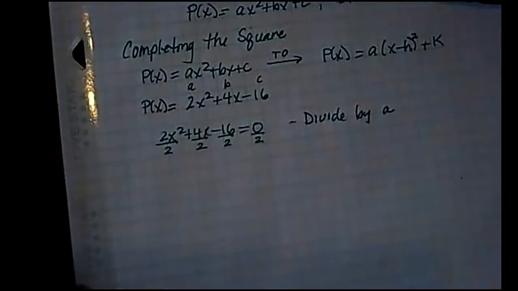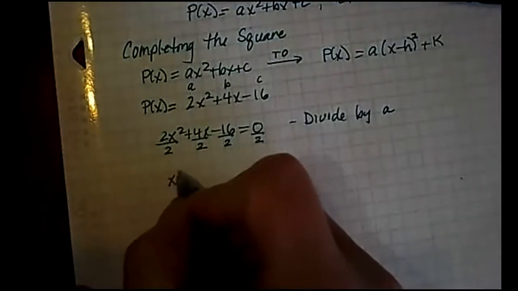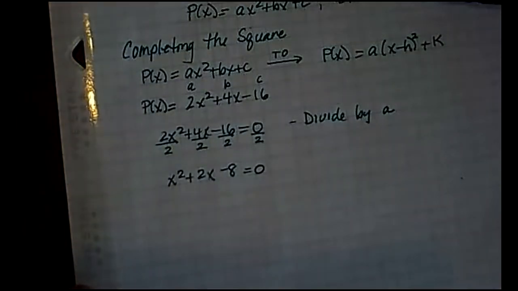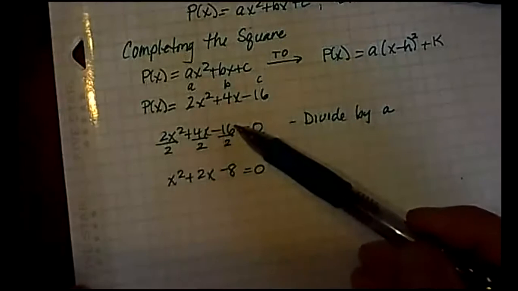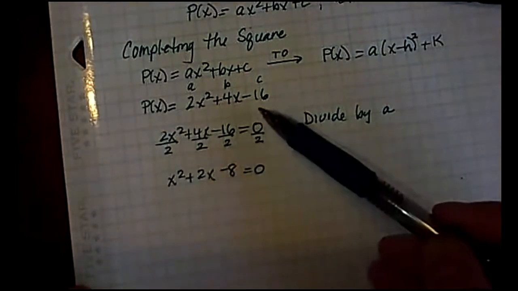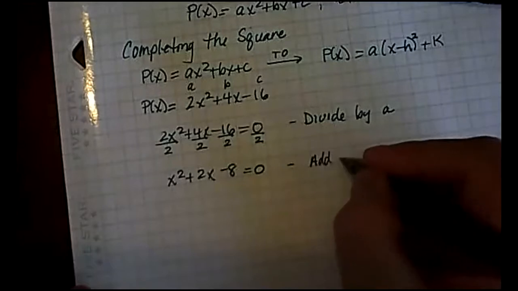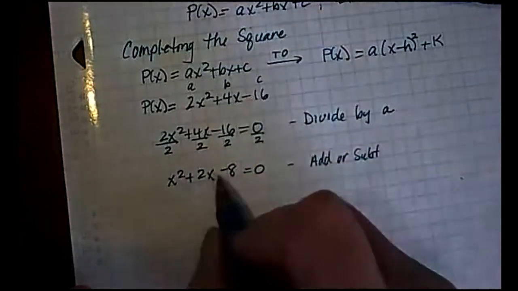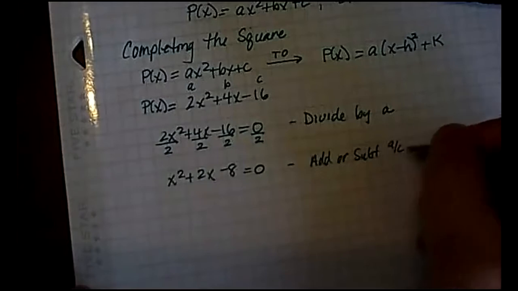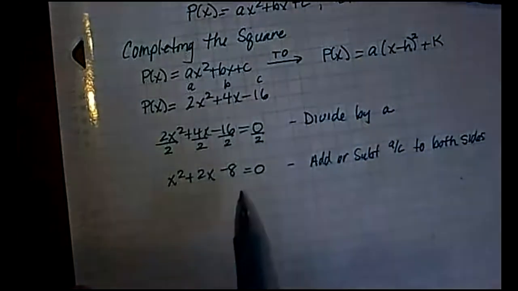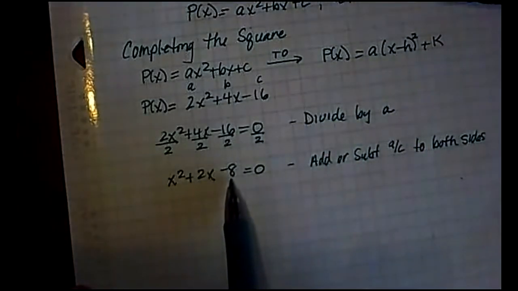All right, so let's simplify that. So now we're left at x squared plus 2x minus 8 is equal to 0. All right, so recognize that this is c over a, right? Because I divided c by a. So that's what we recognize that as. So what we're going to do is we're going to add or subtract, depending on what this sign is right here, c over a to both sides. And really in short terms, this might be a fraction sometimes, but we're just going to get whatever this constant is, we're going to eliminate that.